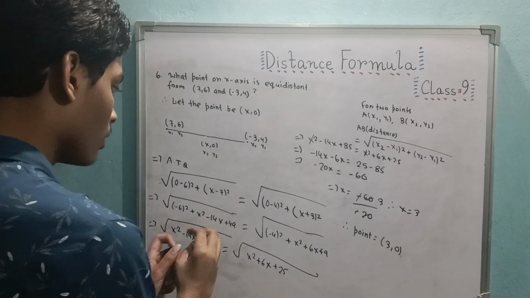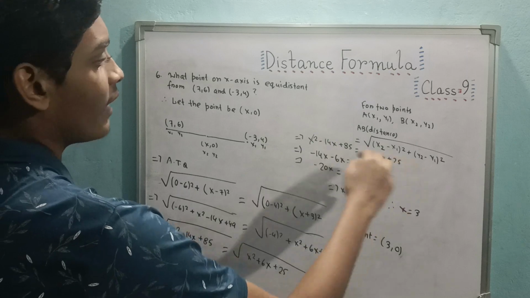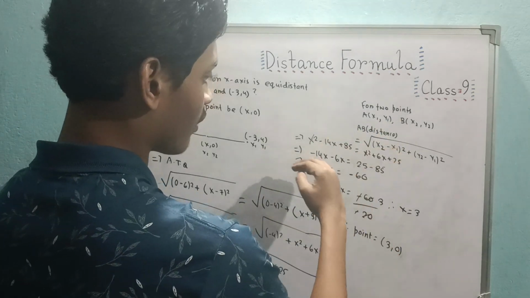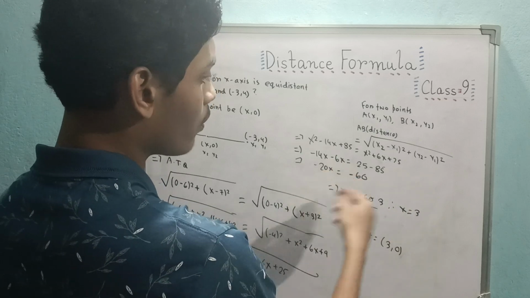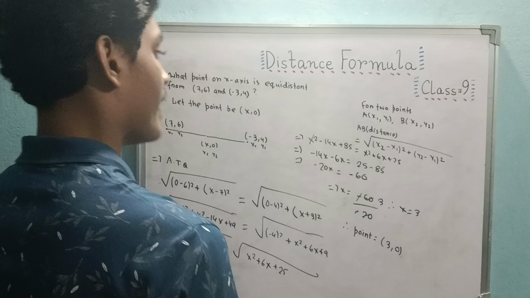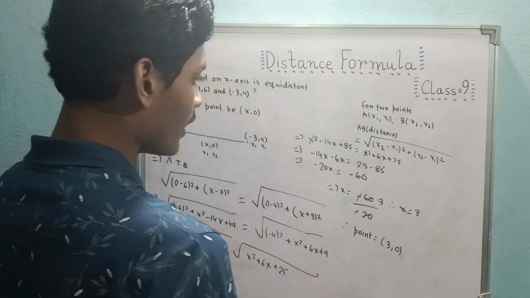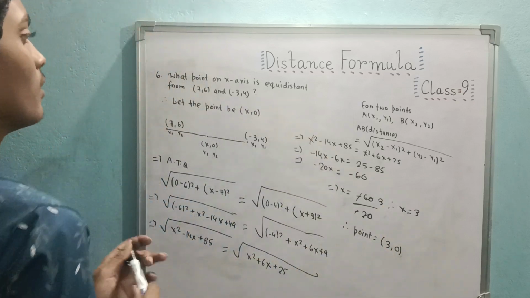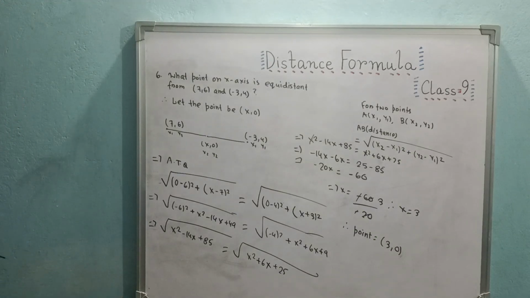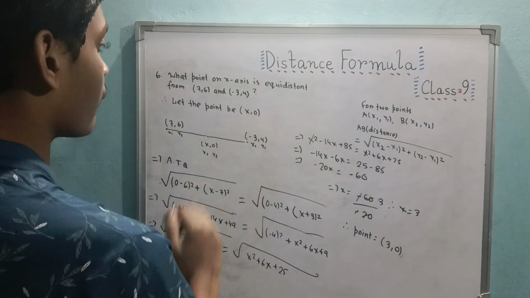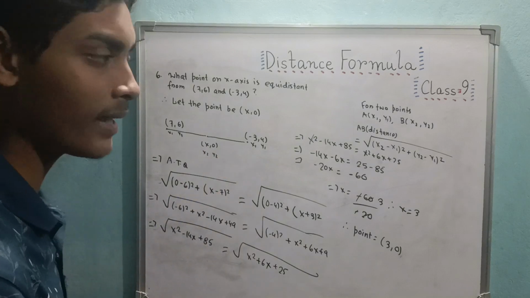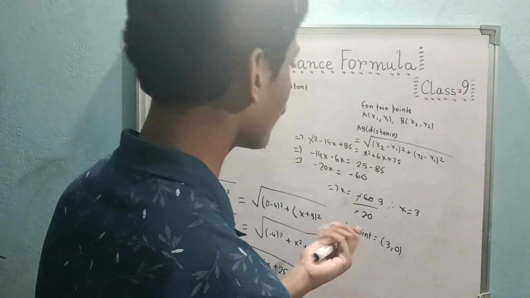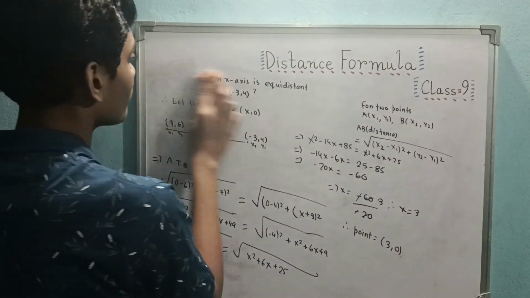We remove the root by squaring on both sides, and then remove x square on both sides, then shift 6x to this side, 85 to that side, and minus 20x equal to minus 60, and x equal to minus 60 by minus 20 equal to 3. And as we considered the point as (x, 0), x is 3, so (3, 0) is the point. That's how you do it. In every question you have to take the unknown point in this abscissa, ordinate form. Then according to the question you can frame the relations like this. It's quite easy. The distance formula is helping us quite immensely here.